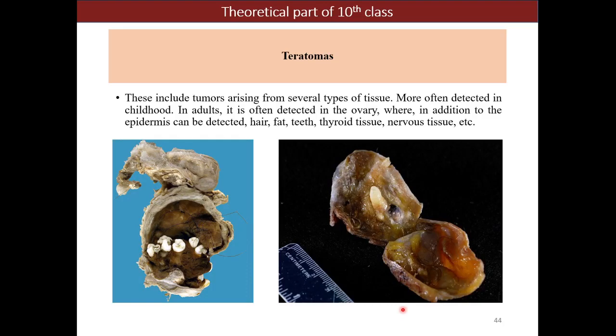And the last type of tumor which we should discuss is teratomas. They include tumors arising from several types of tissue, more often detected in childhood. Sometimes we may see it in adults, but it is more often detected in the ovary. There, in addition to epidermis, can be detected hair, fat, teeth, thyroid tissue, nervous tissue, and some other sites. For example, on this part of the slide we may see the ovary, and inside of the ovary we may see teeth and some hairs. So it is a teratoma.